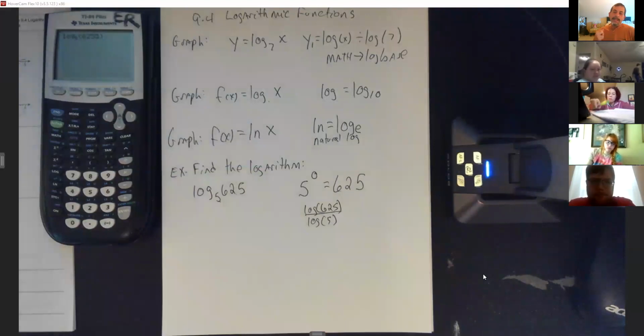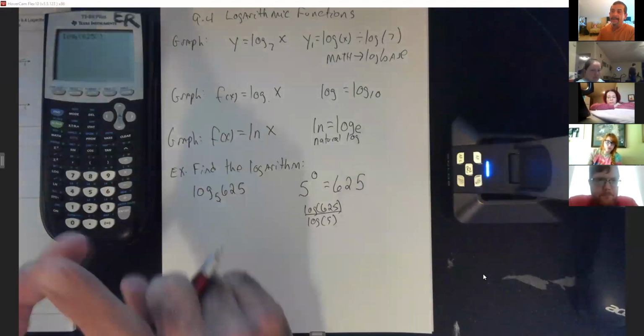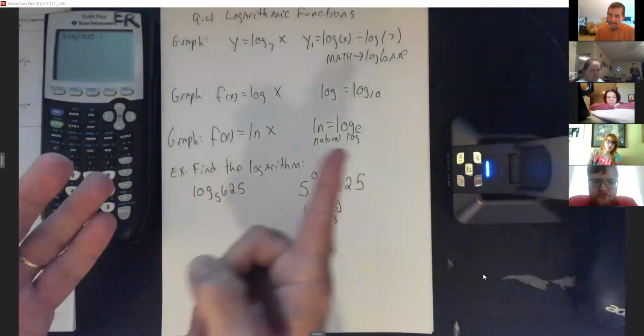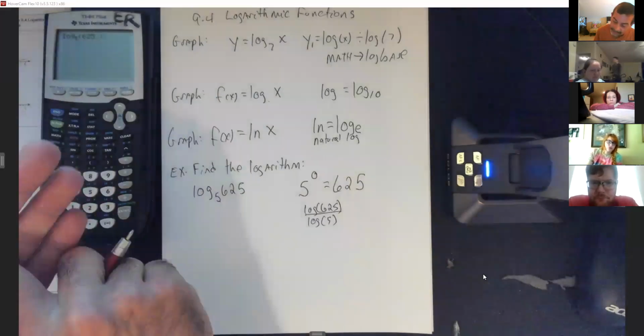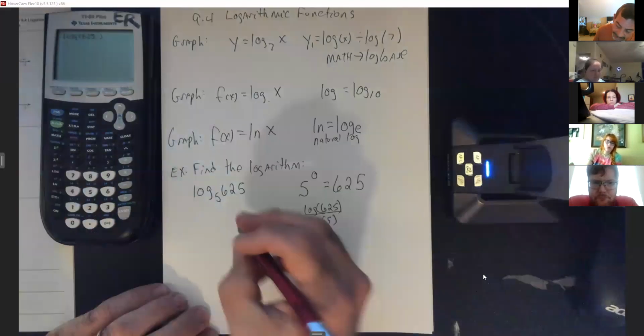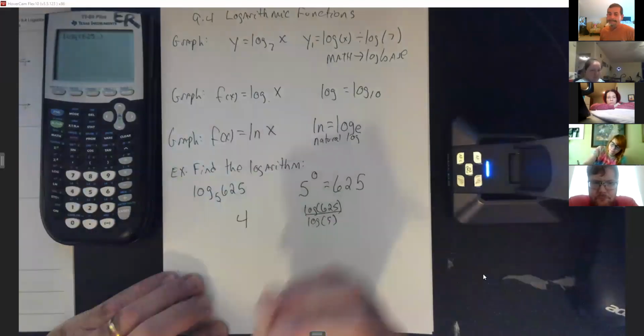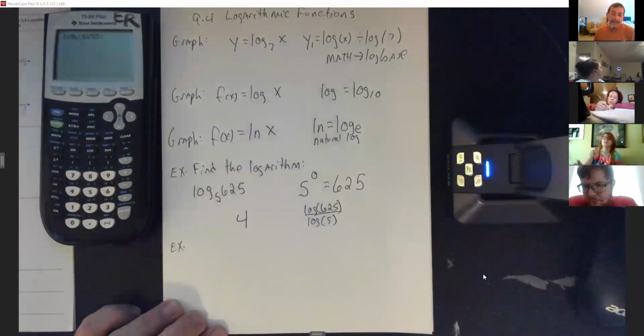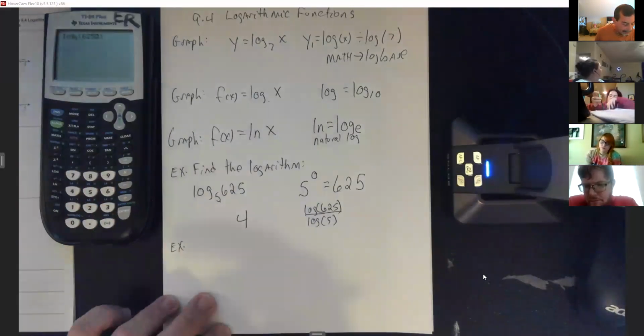So, what exponent would y'all raise that 5 to make it a 625? 4. So 4, right? Because 5 times 5 is 25. 25 times 5 is 125. 125 times 5 is 625. So the answer for that is definitely 4. They're not bad. You're just looking for those exponents, okay?